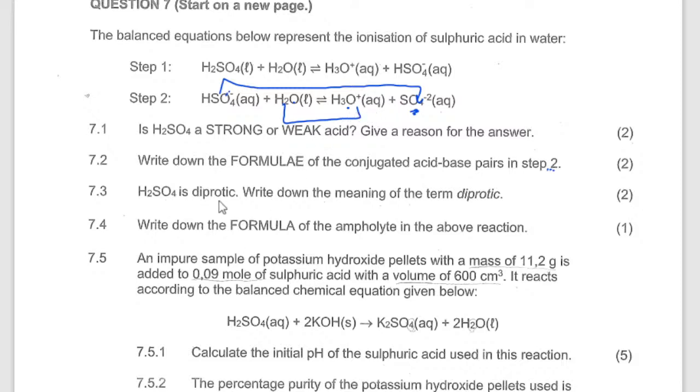They are saying that sulfuric acid is diprotic. What is the meaning of diprotic? Diprotic means an acid which can donate 2 hydrogen ions when dissolved in water. Yes. Write down the formula of the amphoteric species in the above reaction.